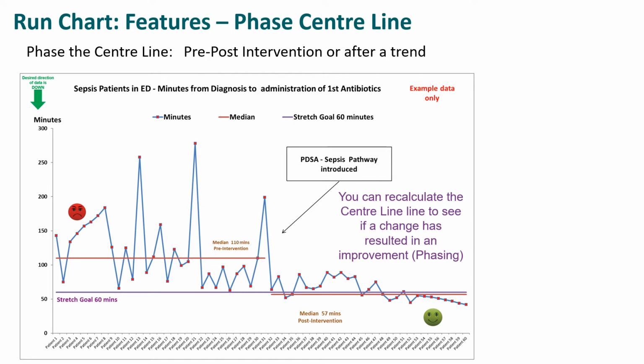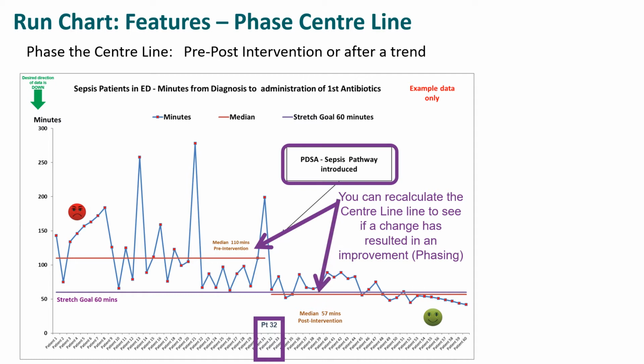In the case we're looking at here, we've got sepsis patients in an emergency department. We're looking at the minutes from diagnosis of sepsis to the administration of the first antibiotics. The PDSA was done around patient 32. So what we've done here is we've phased the median line pre-patient 32, in other words, pre-intervention and also post-intervention. And you can see that the median has gone down from 110 minutes to 57 minutes post-intervention. And this is desirable because we want the data to be heading down towards zero, or towards a stretch goal of 60 minutes in this case.